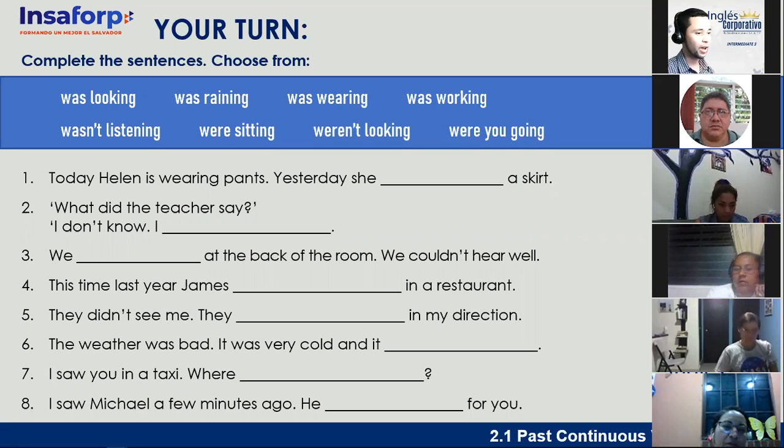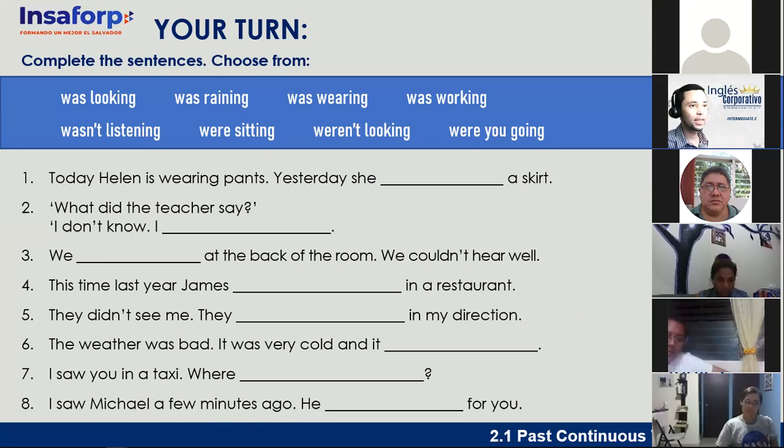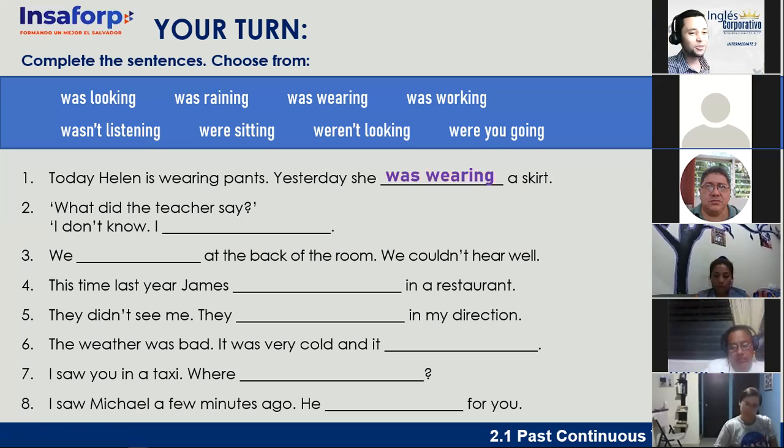Okay, everybody, welcome back. Number one, let's see. Today, Helen is wearing pants. What about the rest? Zulma. Today, Helen is wearing pants. Yesterday, she was wearing a skirt. A skirt. That is correct. Yesterday she was wearing a skirt. Good. Thank you. Okay, number two.